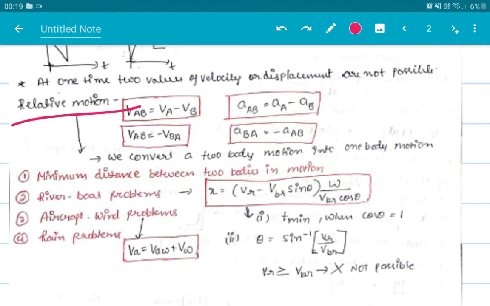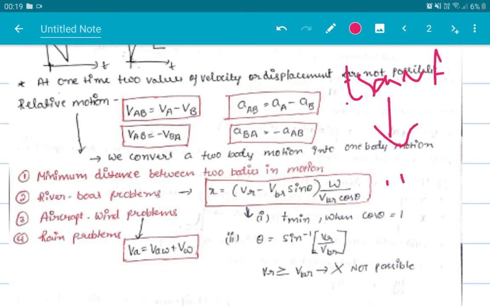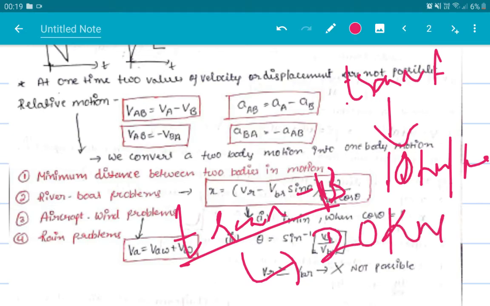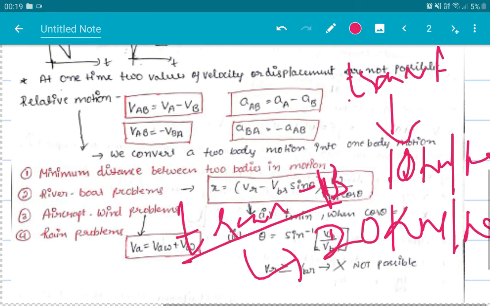So if you want to find something like, train A is moving with a speed of something like 10 kilometers per hour, and train B with something like 20 kilometers per hour. Now you want to find the velocity of that particular.